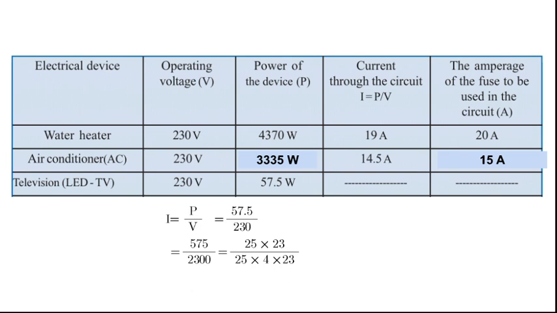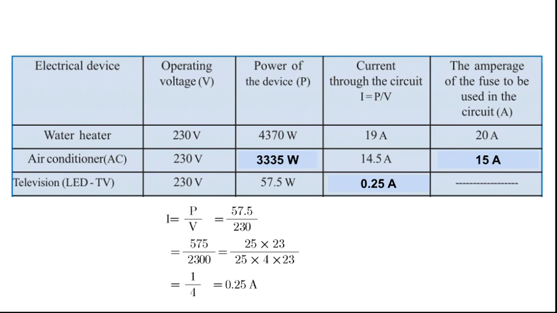There is an advantage of writing like this. You can see here the 25 and 25 would get cancelled. 23 and 23 also would get cancelled. As a result, you will be left with 1 by 4 alone. So without much calculation, you would get the answer here. So the answer will be 1 by 4. And you know 1 by 4 is 0.25 ampere.